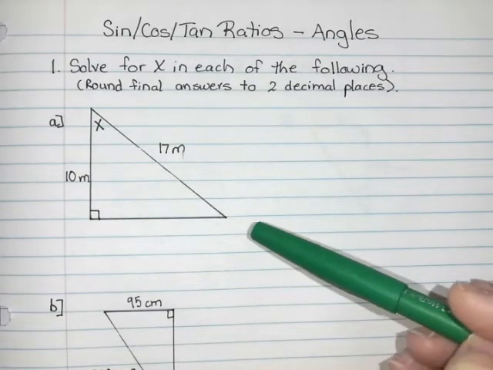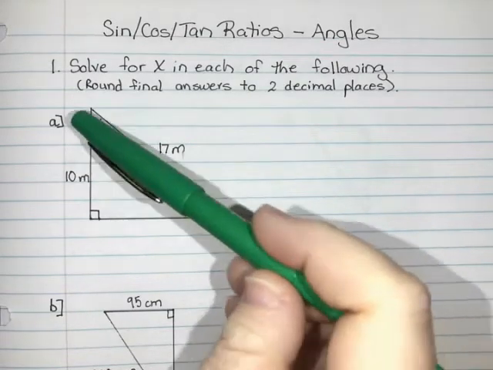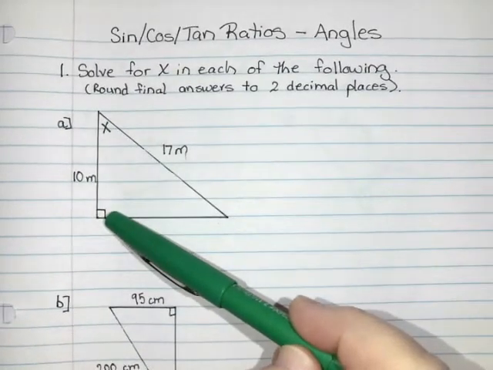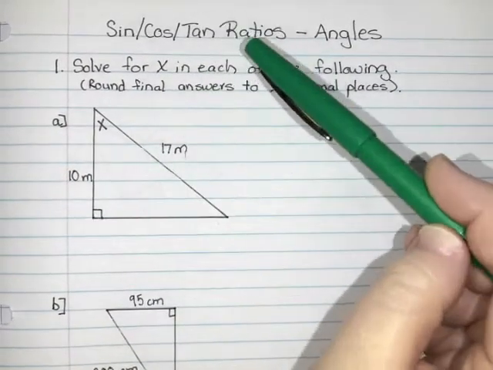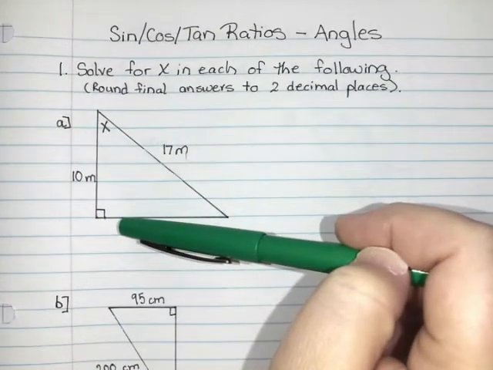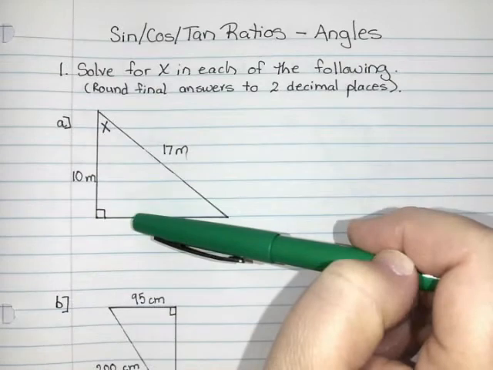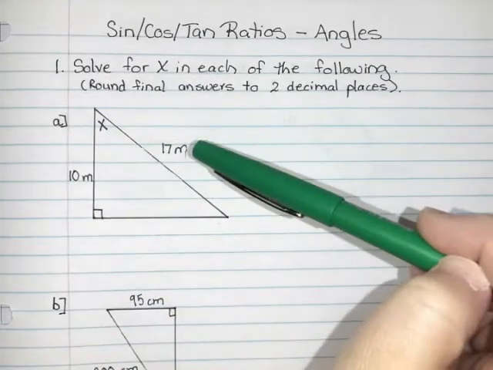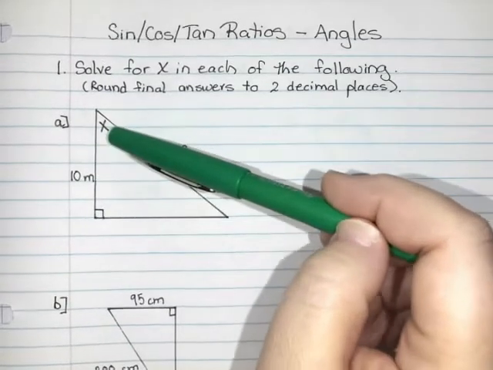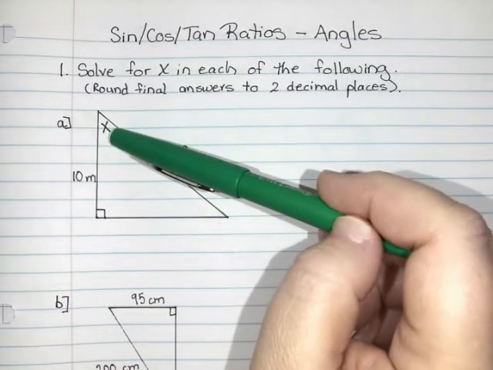So our first example here, we have a right angled triangle. I know that it's a right angled triangle because it has a little square in the corner. And our sine, cos, and tan ratios only work when we have a right angled triangle. Our right angled triangle has 2 labeled sides. We have one side of 17 meters, one side of 10 meters, and we want to find angle x.